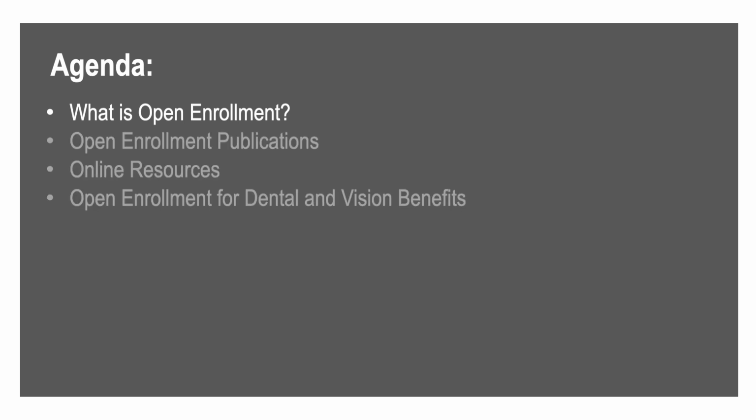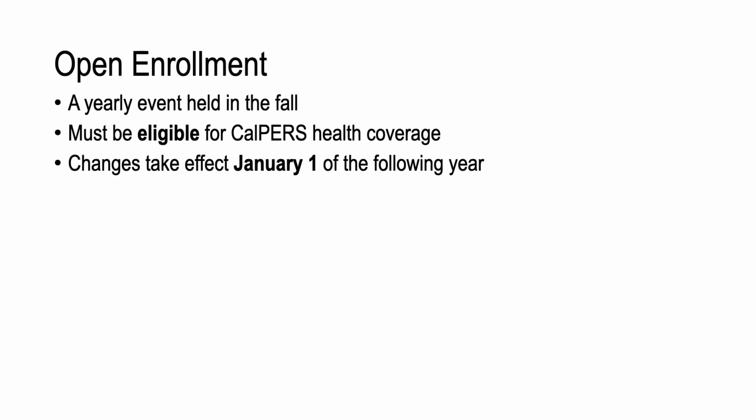Let's get started. So what is open enrollment? Open enrollment is a yearly event held in the fall for those eligible for CalPERS health coverage. Open enrollment is when you're able to make changes to your health coverage. The specific dates of open enrollment change every year, so you'll want to check with us to confirm when it's happening. Any changes made during open enrollment take effect January 1st of the following year.